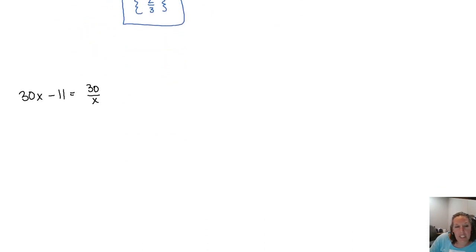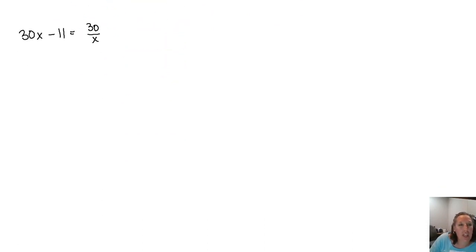All right, our last example that we're going to look at in this video is 30x minus 11 equals 30 over x. Now this doesn't look like a quadratic at all, because a quadratic, remember, has to be in the form of ax squared plus bx plus c, or it has to at least be able to be written in that form. And this one, we don't have any x squareds, and we've got an x in the denominator.